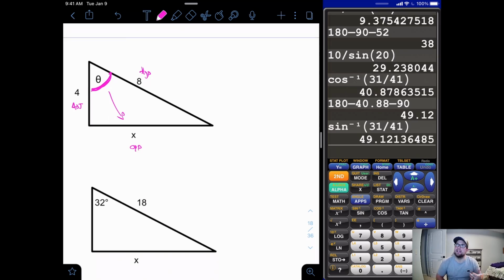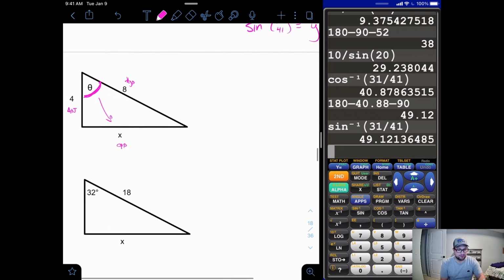So since I know my adjacent and my hypotenuse, if I were to introduce my opposite side, I would have multiple variables in the problem and I wouldn't be able to solve. But since I know the adjacent and the hypotenuse, I'm going to use cosine. So I'm going to say cosine of angle theta, that's my missing angle that I'm looking to find, is equal to the adjacent, which is 4, over the hypotenuse, which is 8.